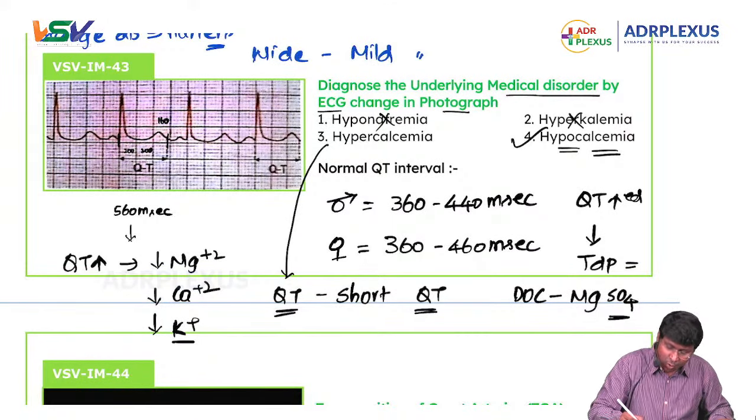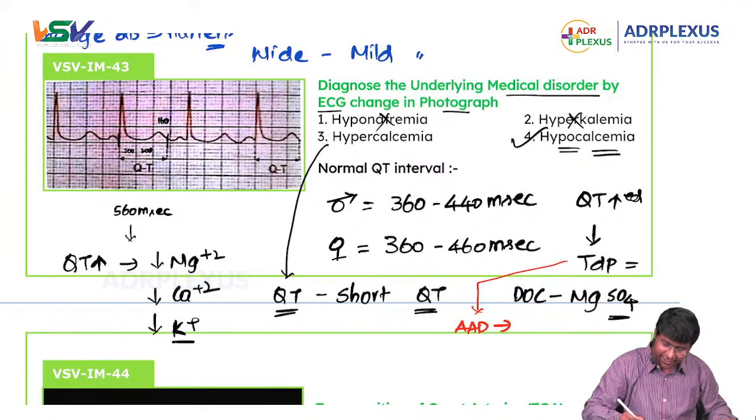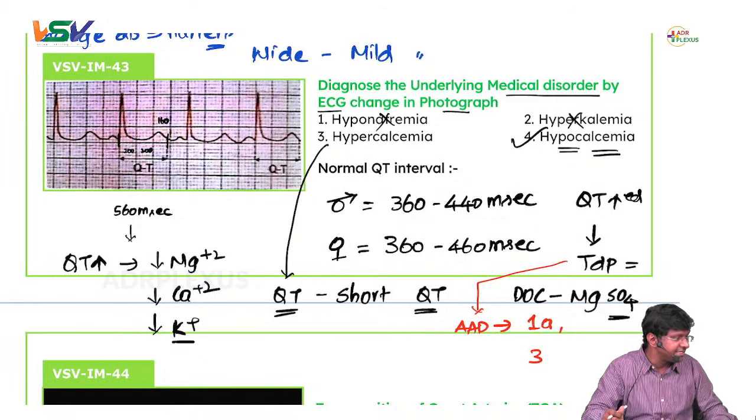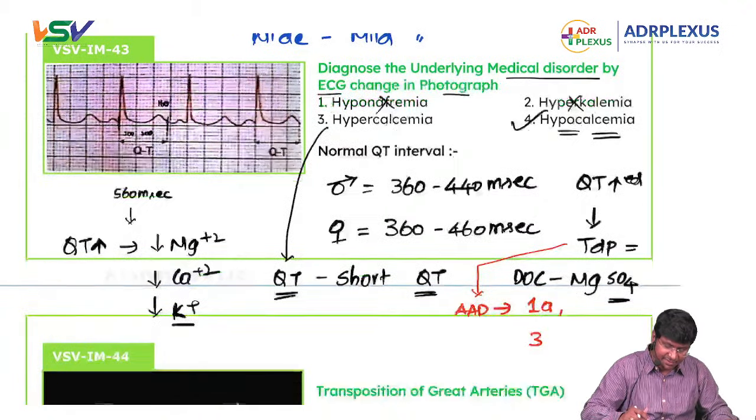Tell me, what are the antiarrhythmic drugs which can predispose to the development of Torsades de Pointes? Very good. So it is your class 1A antiarrhythmic drugs, and the other one is class 3 antiarrhythmic drugs, that is your amiodarone. So your 1A as well as class 3 antiarrhythmic drugs.